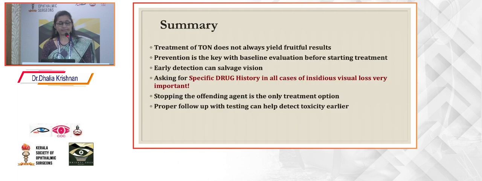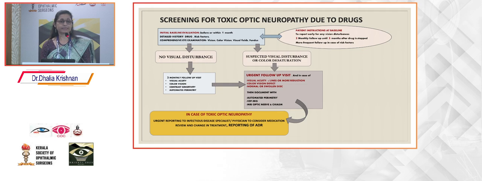So to summarize, treatment of toxic optic neuropathy does not always yield fruitful results. Prevention is the key, with baseline evaluation before starting treatment. Early detection can salvage vision. Asking for specific drug history in all cases of insidious visual loss is very important. Stopping the offending agent is the only treatment option, and proper follow-up and testing can help detect toxicity early.